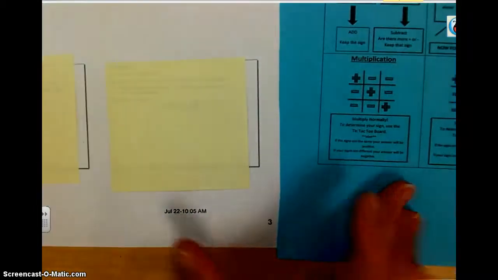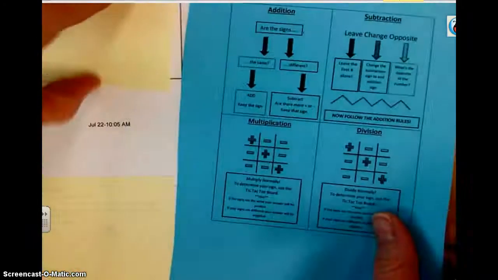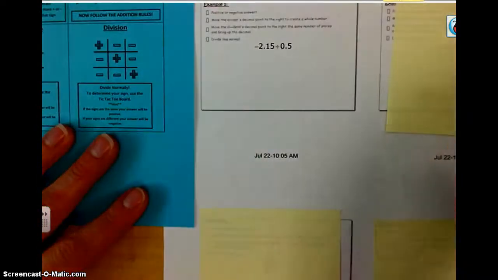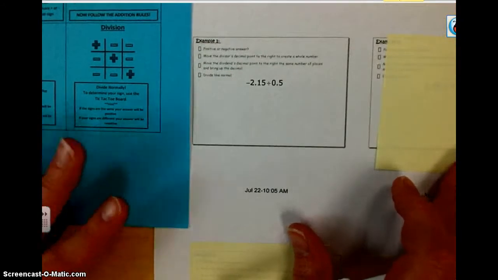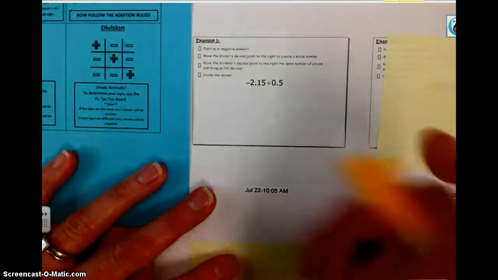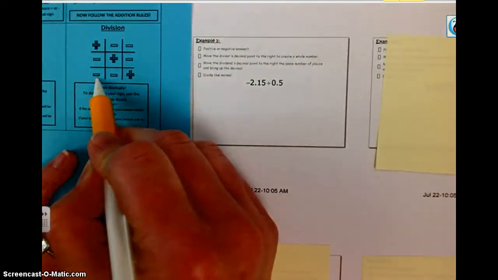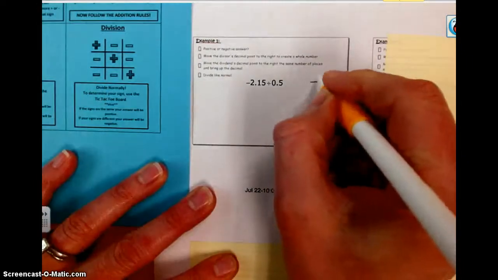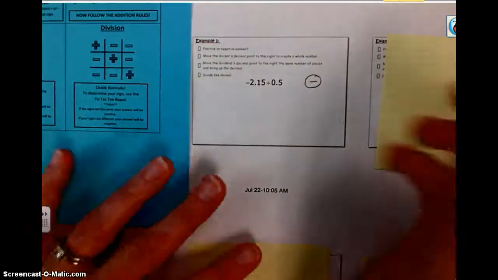Now as we move on to some division problems, we can use our integer rules for division. Now, the great thing about dividing with integers is that they're the same rules as multiplying with integers. So a negative divided by a positive will be a negative answer. So my quotient to this problem will be negative.